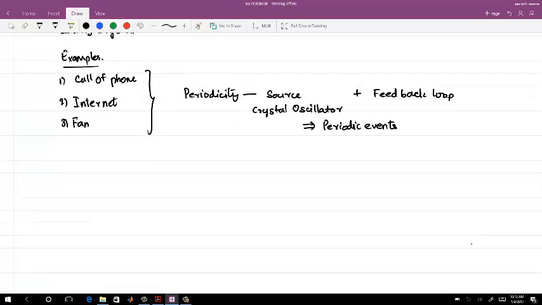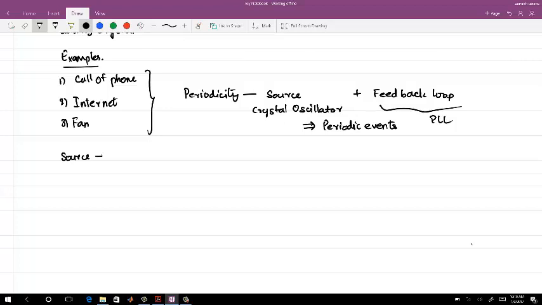Now, this whole source plus the feedback loop, when it produces a periodic event, our study is all about this feedback loop, which I right now call a phase lock loop. Now, what is a phase? What are we locking? We will see. That is what the course is about. Okay, so let's begin with the source for periodic events.